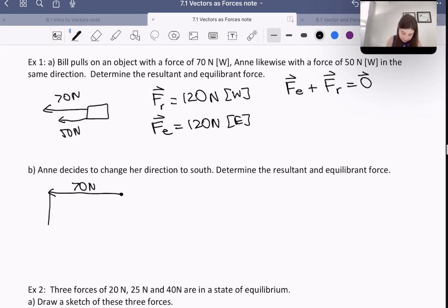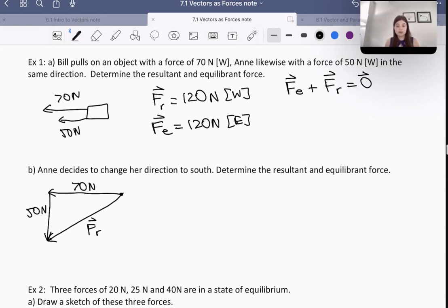And then 50 newtons south, right? Because Anne switched to south. And Bill is still doing, we presume, 70 to the west. And so we want to know what is our resultant force, F of R, right? Okay.